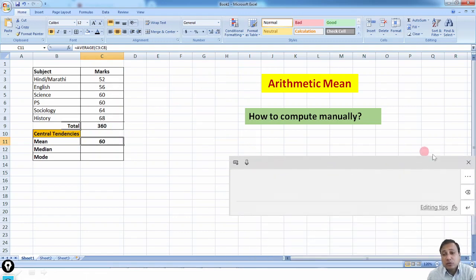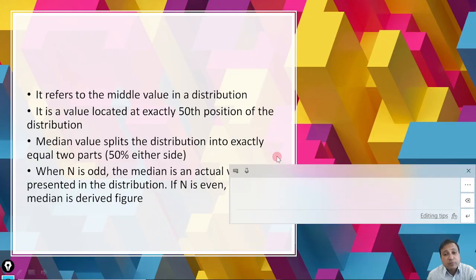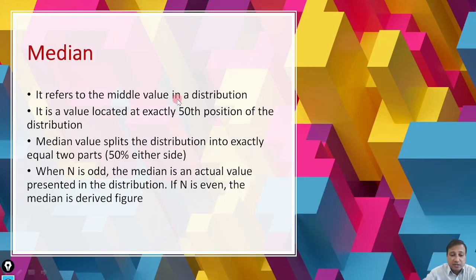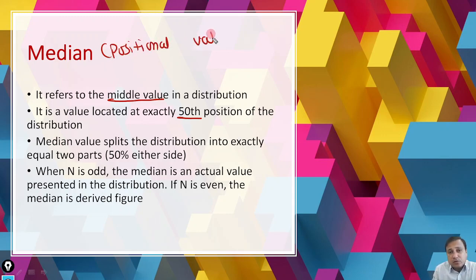Now let me take you to the next measure of central tendency, and that is the median. What is the median? The median refers to the middle value in the distribution. It is a value located at exactly the 50th position of the distribution, and that is why it is called a positional value, a locational value. The median value splits the distribution into exactly two equal parts, 50% on either side.